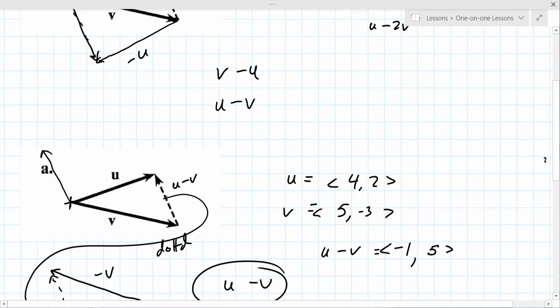Does that look like this dotted one? If you started here at the dotted one, is it left 1 and up 5? Yeah. So that's another way you could figure it out: you could assign values to them.